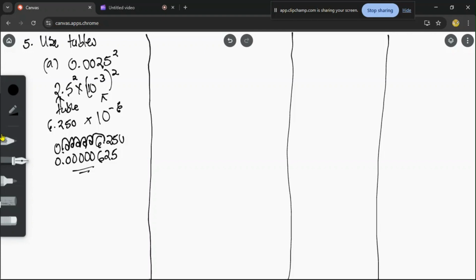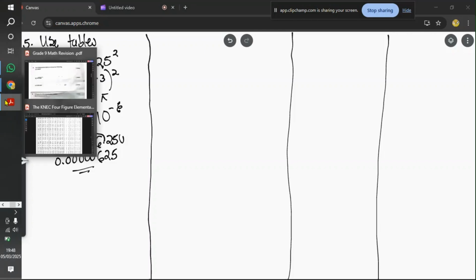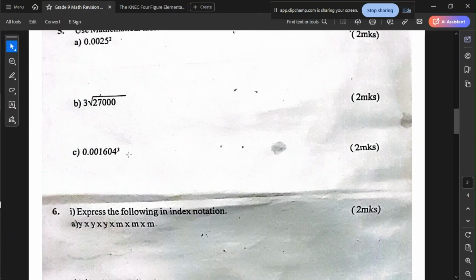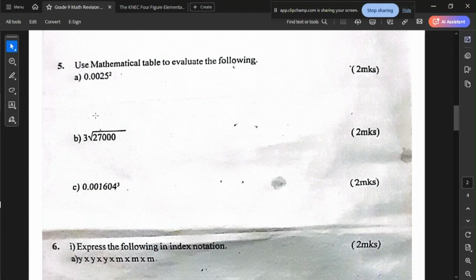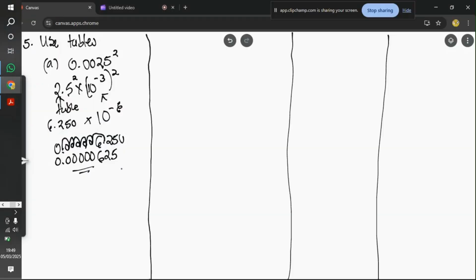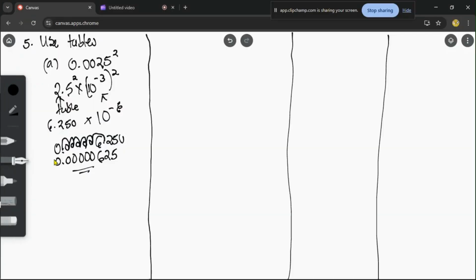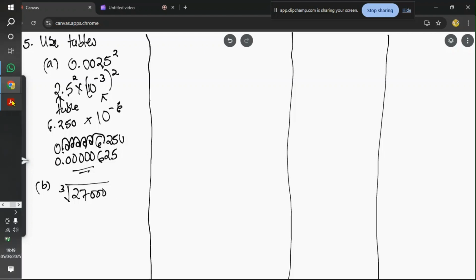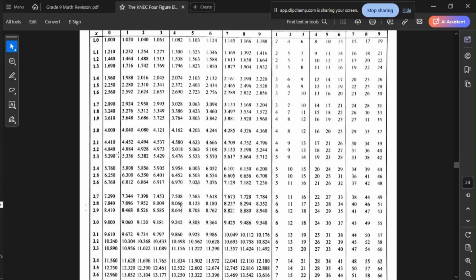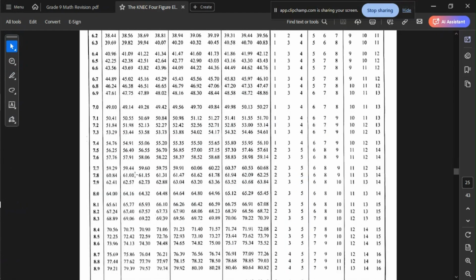The next one in our question is the cube root of this number. I'll get it from the table. This was A, the B was 27.123. I have the cube root of this. The same thing, I come now to the table of cube roots.